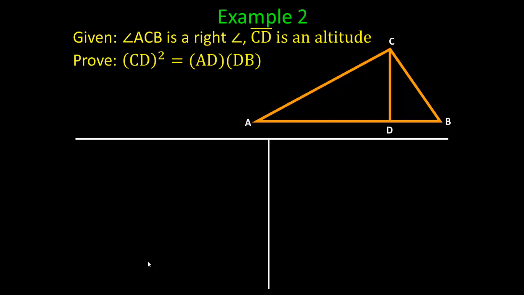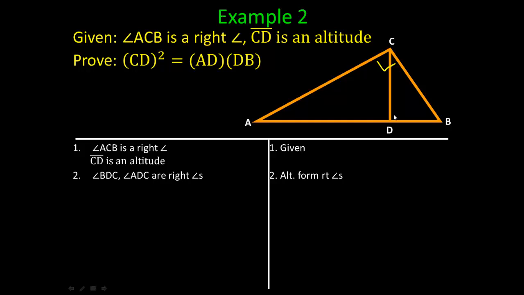Okay, we know that ACB is a right angle. And we know that CD is an altitude. So now we need to prove that CD squared equals AD times DB. So, start with your givens. ACB is a right angle, and CD is an altitude. That's your given. Fantastic. Wonderful. So, we can also say that from CD is an altitude, that BDC and ADC are right angles because altitudes form right angles.